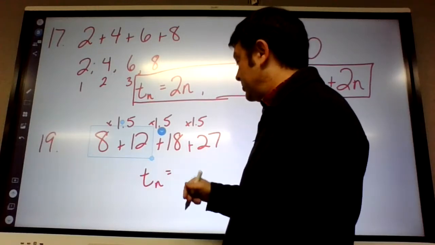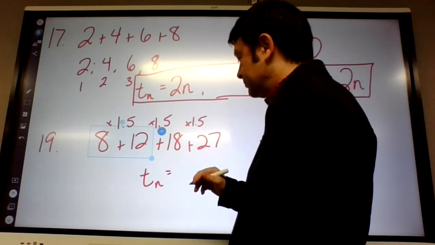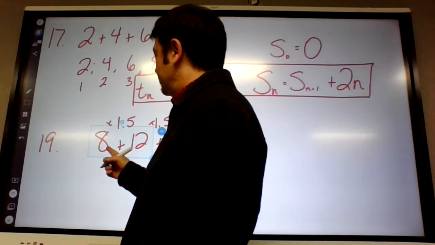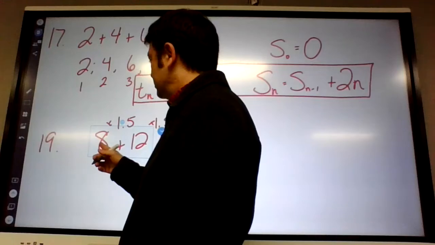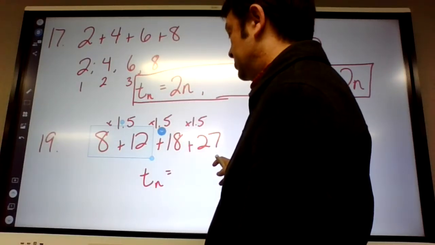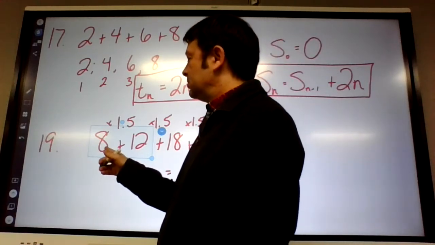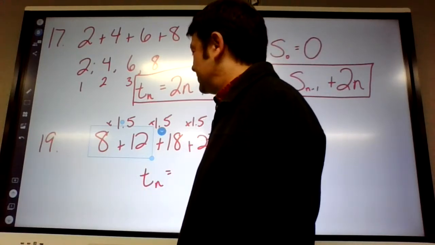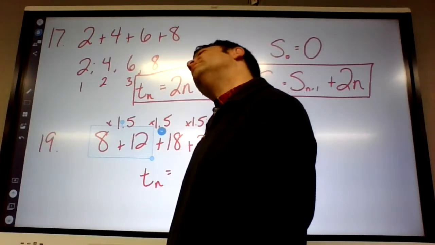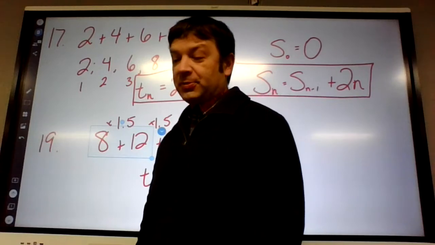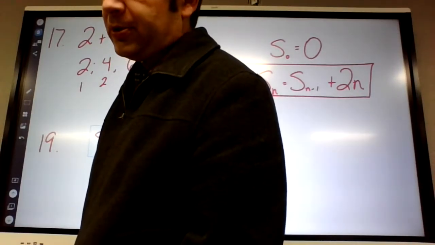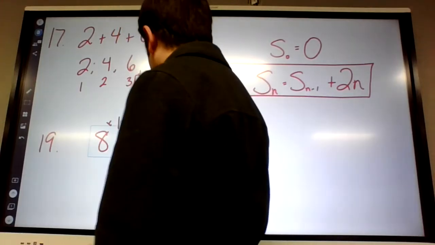Okay, so how do we get 8, 12, 18, 27? I guess we'd have to back up a little bit. What comes before 8? 6. 8 divided by 1.5, that's going to be a mess. It's a weird decimal. Oh, they just put an n minus 1 on it. Okay, that would work too.